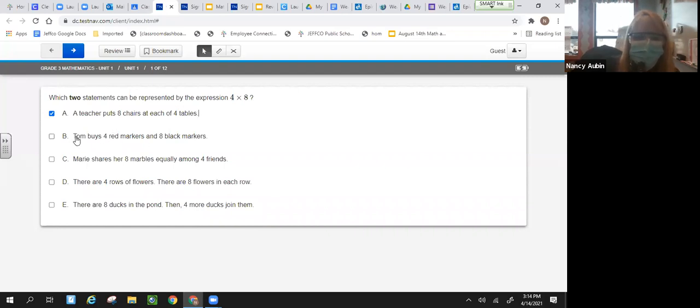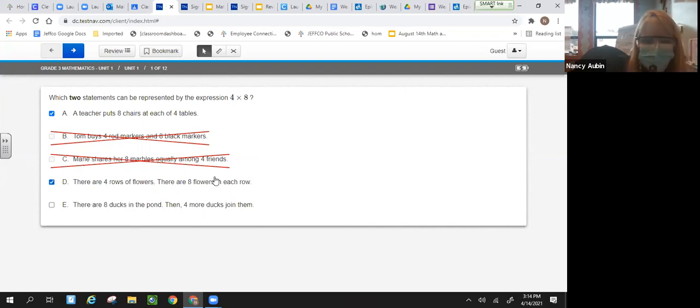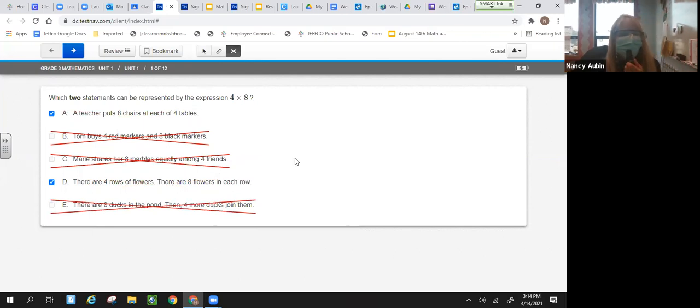Okay, Cooper, what about B? Would that be one of them? Tom buys 4 red markers and 8 black markers. No, why not? What is that? Addition. All right. Marie shares her 8 marbles equally among 4 friends. Division, not multiplication. There are 4 rows of flowers. There are 8 flowers in each row. That's 4 groups of 8. There are 8 ducks in the pond. Then 4 more ducks join them. That's going to be addition. You should have gotten A and D. How'd we do? Good. That one was confusing because they flipped around the 8 and the 4. But if you use process of elimination, you might have been able to figure it out that way.